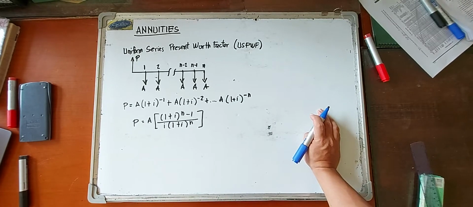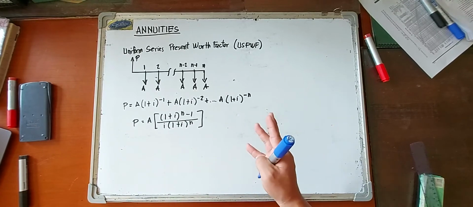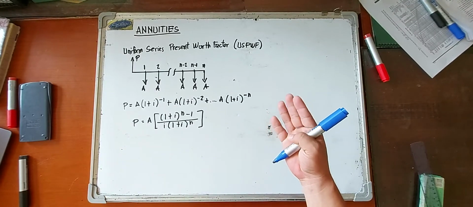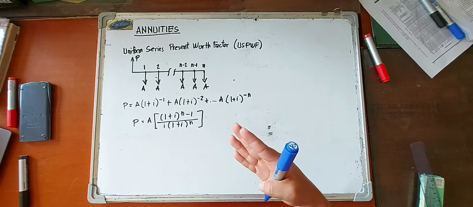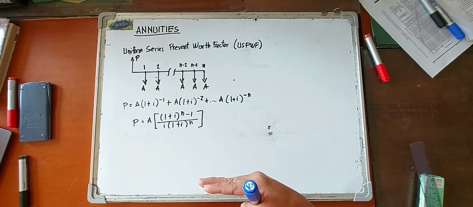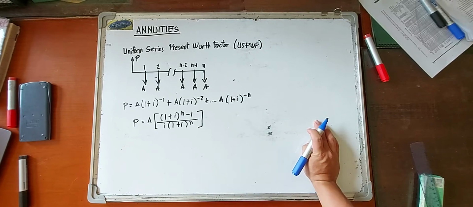Then annuities can be classified by the frequency of payments. So hindi lang siya yearly, pwede ring monthly or quarterly or semi-annually. Basta meron siyang period, and at every period they have the same payment. And usually these payments are made at the end of the period. In some instances, payments are made at the beginning, but usually it is paid at the end of each period. Okay, so we have different types of annuities. It depends on the situation.